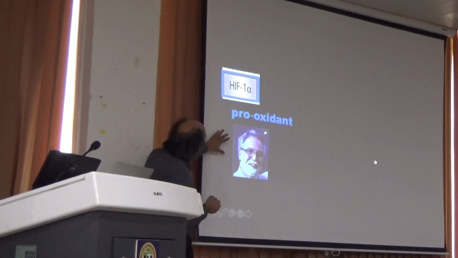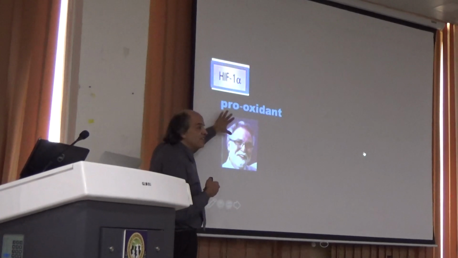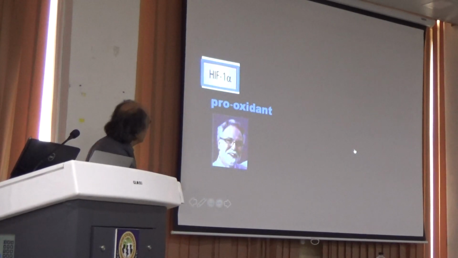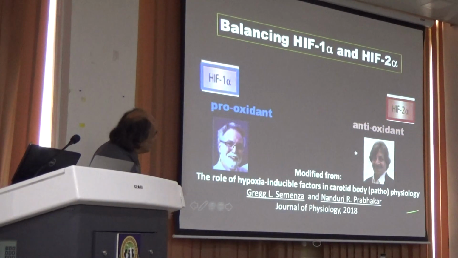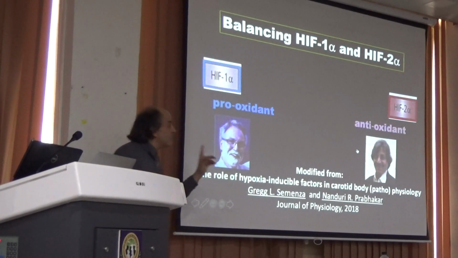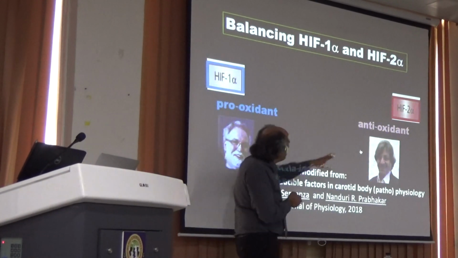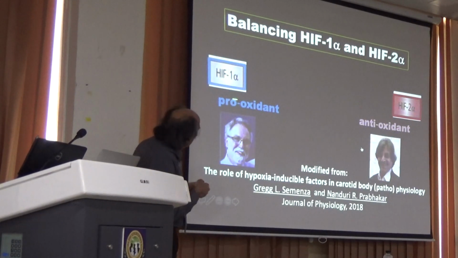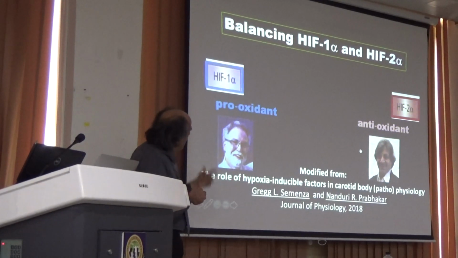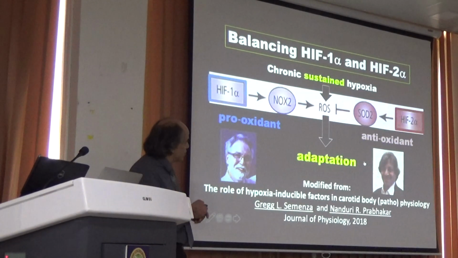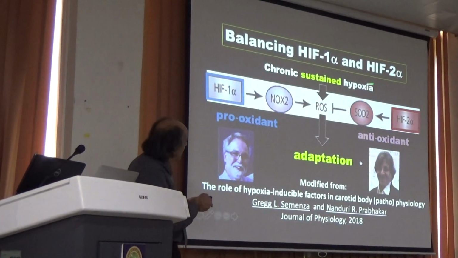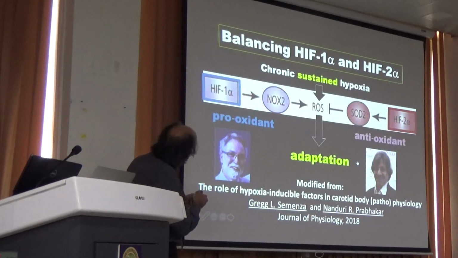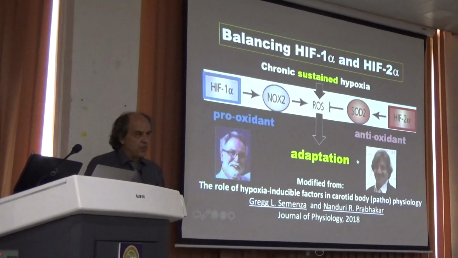But really, understanding the pro-oxidant alone is not enough. What we need to understand is the balance between the pro-oxidant and the antioxidant, and that's when Nanduri comes in. What Nanduri discovered was that in fact HIF-2 alpha is as important as HIF-1 alpha, because they form a balance, and that balance actually controls the reactive oxygen species. HIF-2 alpha, the antioxidant, inhibits reactive oxygen species production, whereas HIF-1 alpha activates reactive oxygen species production.